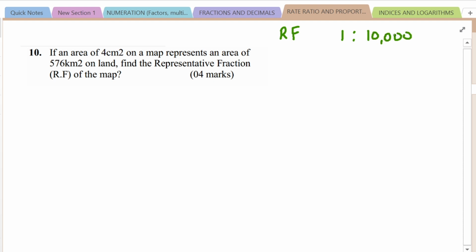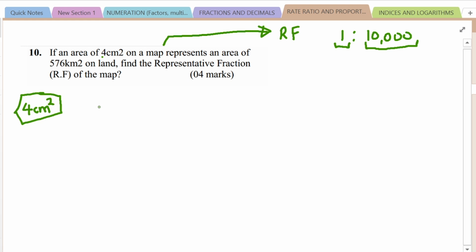This figure of 1 to 10,000 simply means that 1 unit on the map represents 10,000 units on the actual ground. So when they give us this information here, they are asking us to convert this information into that kind of form, a representative fraction. So let's read the question again. It says that if an area of 4 centimeters squared, so we are actually talking about area. This is an area on the map that is 4 centimeters squared.